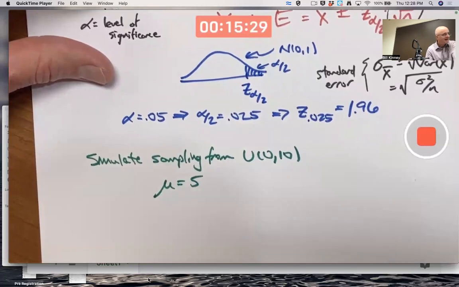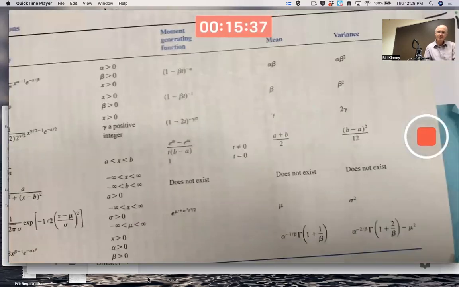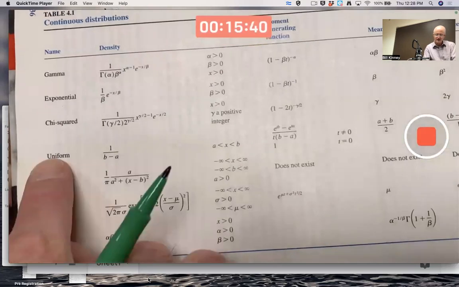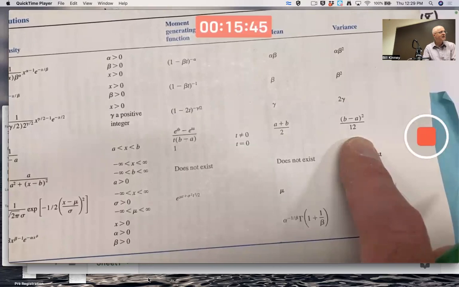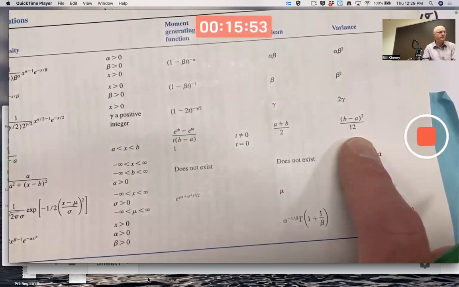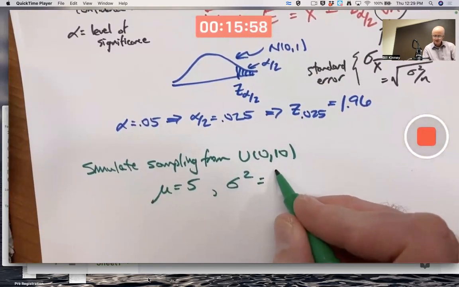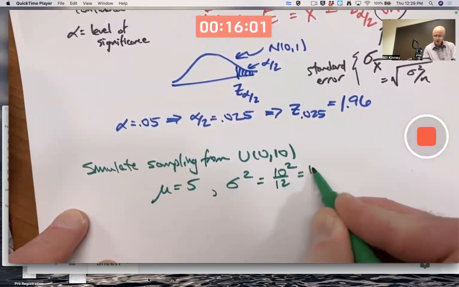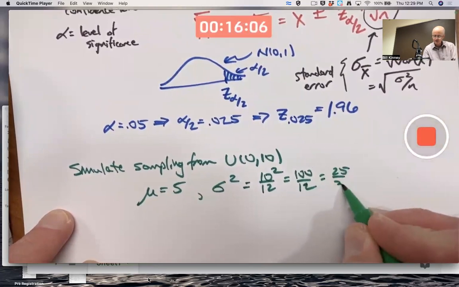Mu would be 5, halfway between the endpoints. What's the variance, sigma squared? Look in the table. For a uniform distribution, it's (b minus a) squared over 12. You could confirm that by integration. The 12 seems kind of mysterious, but that's just the way it turns out. So in this case, that's 10 squared over 12, 100 over 12, which you could also reduce to 25 thirds.